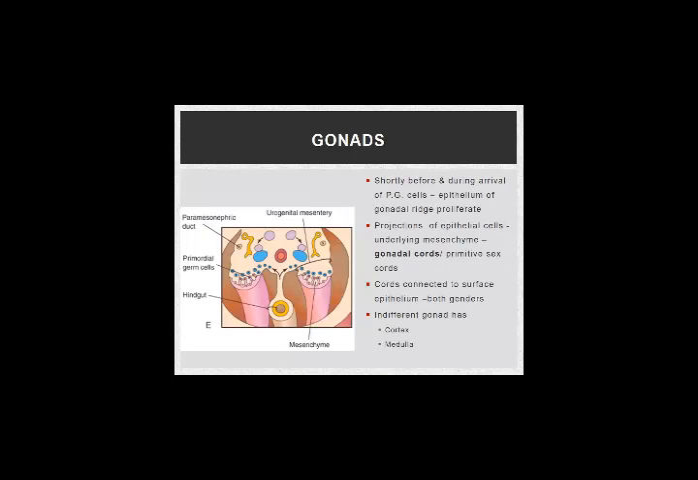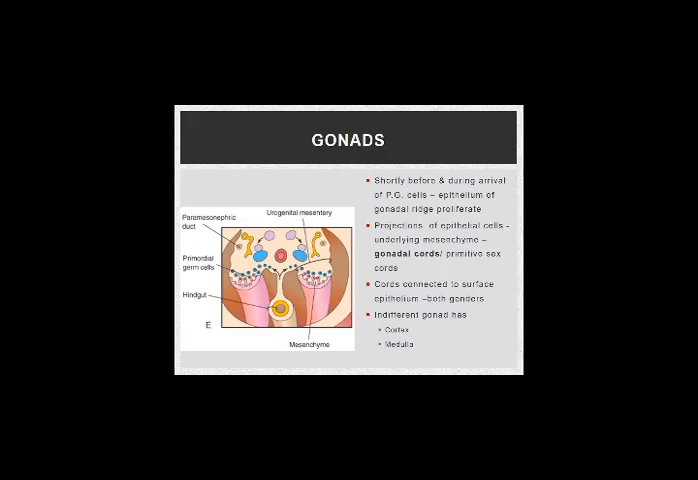Now, we just said that before the arrival of these primordial germ cells, the mesenchyme and the overlying epithelium proliferate.